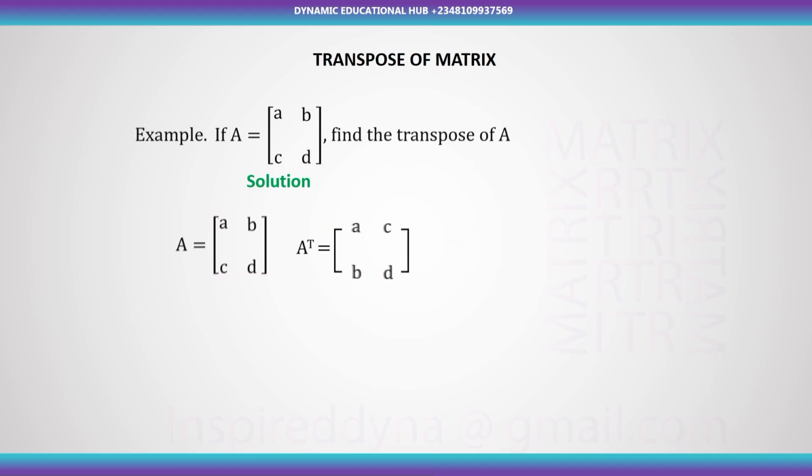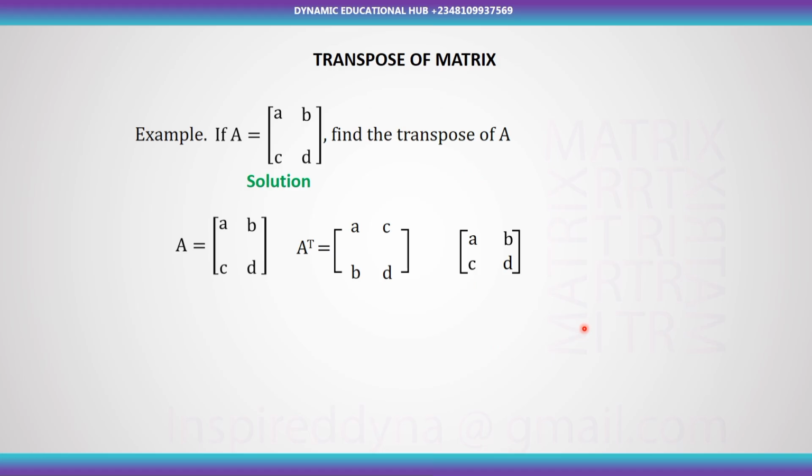If you carefully observe it very well, you will notice that there are 2 elements that still maintain their position. a maintains its position and d maintains its position after we've transposed it. Now, there is a trick in transposing a 2 by 2 square matrix.